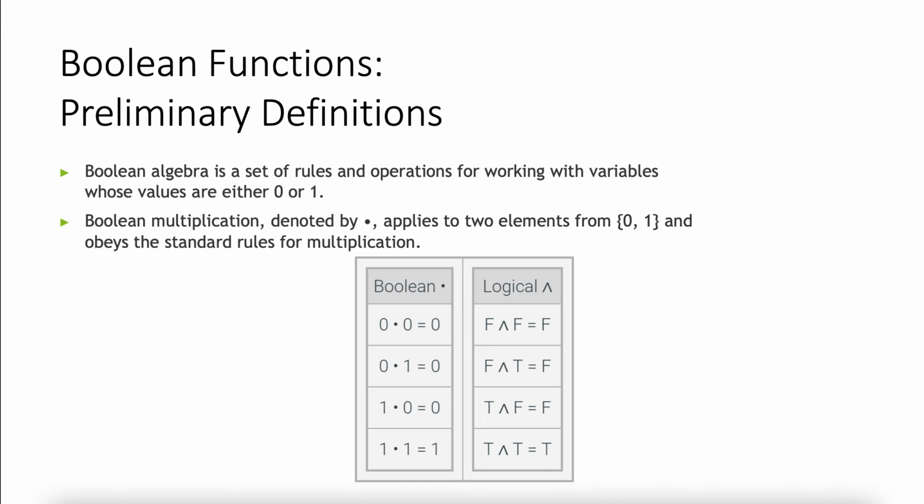Now, Boolean functions is a little different, and actually I like this better because this works in zeros and ones. It's all logic, and it's literally if something is off, it's 0, if something is on, it's 1. So you have different types of rules now, and Boolean multiplication is denoted by the dot, which applies to two elements from 0 and 1 and obeys standard rules of multiplication. So 0 times 0 is 0, 0 times 1 is 0, 1 times 0 is 0, 1 times 1 is 1. It's basically your logical symbol. Also, it's the same exact rule set here.